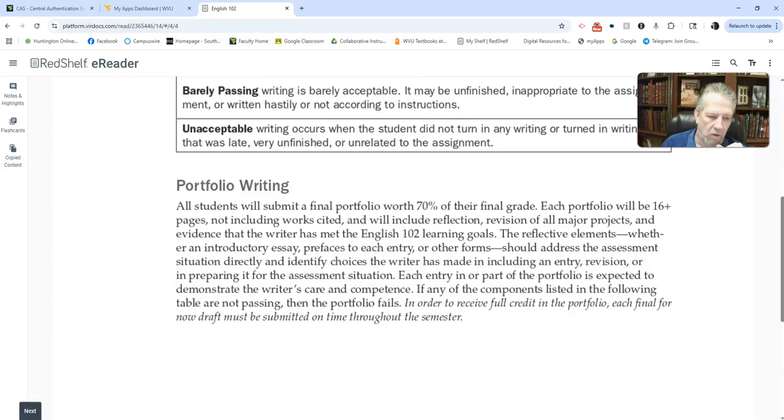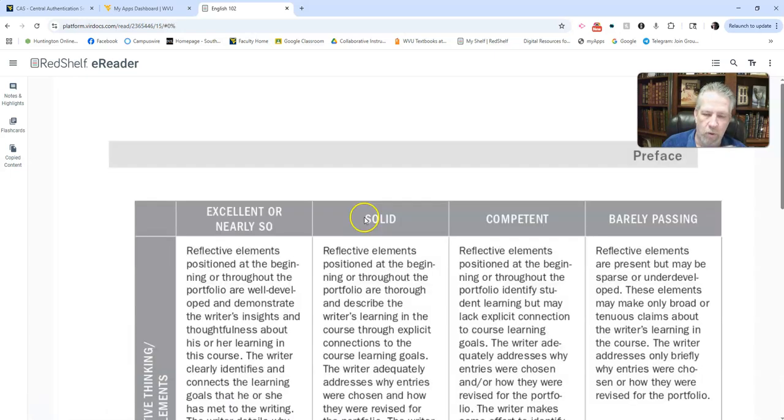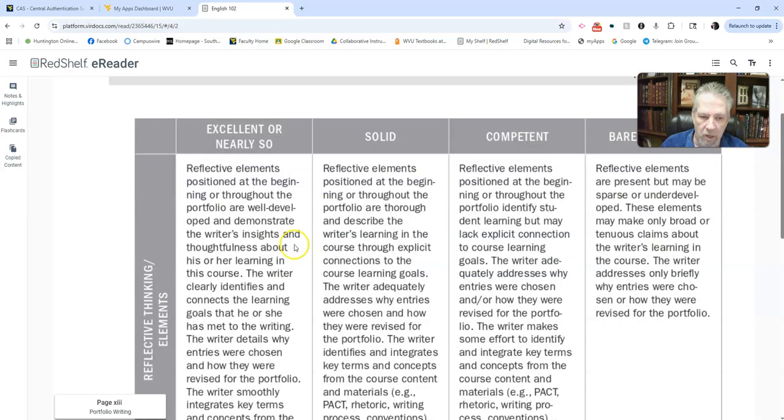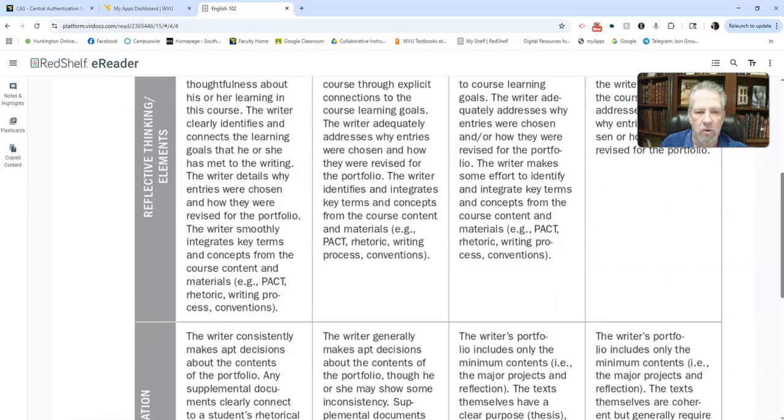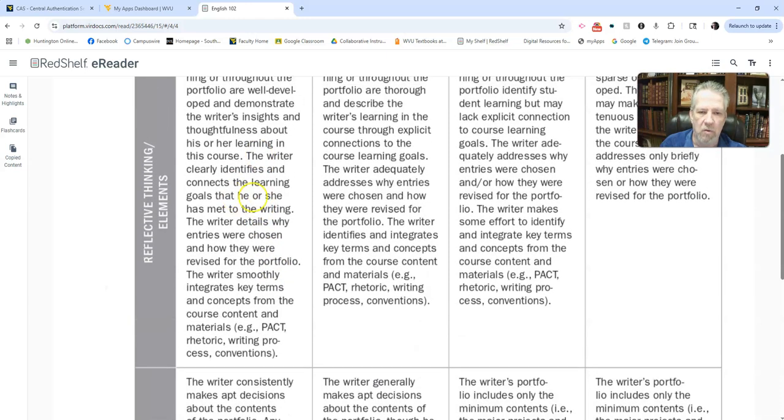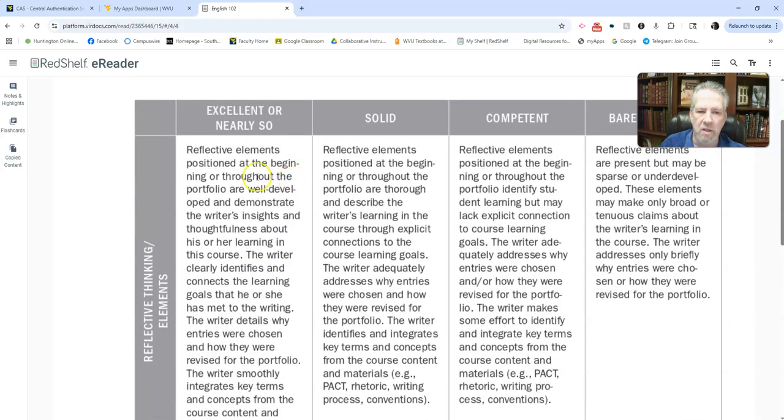And then if you look on the next page, you'll see a breakdown, and this is a very detailed breakdown of what all goes into that final portfolio as far as what we'll look at to grade it. Again, it's excellent, A, B, C, D, and F, right? You can kind of see those together, those D or F, down here, barely passing.